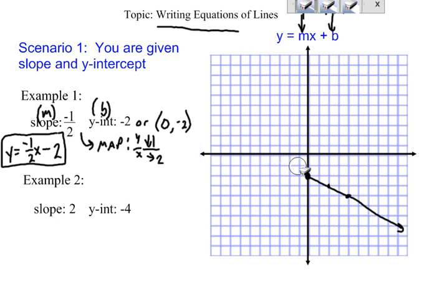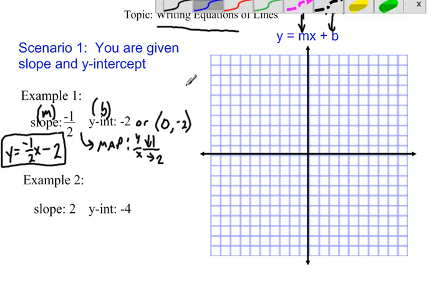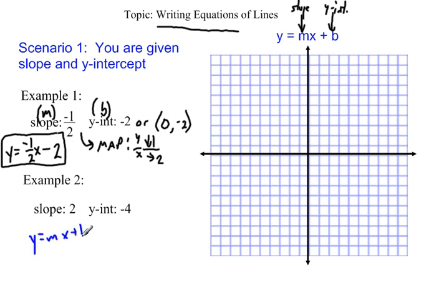All right, let me get rid of this. For example 2, what we've got over here is a slope of 2. So instead of y equals mx plus b, what we're going to do is put your slope in for m, and we're going to put y-intercept in for b. So y equals 2x minus 4.